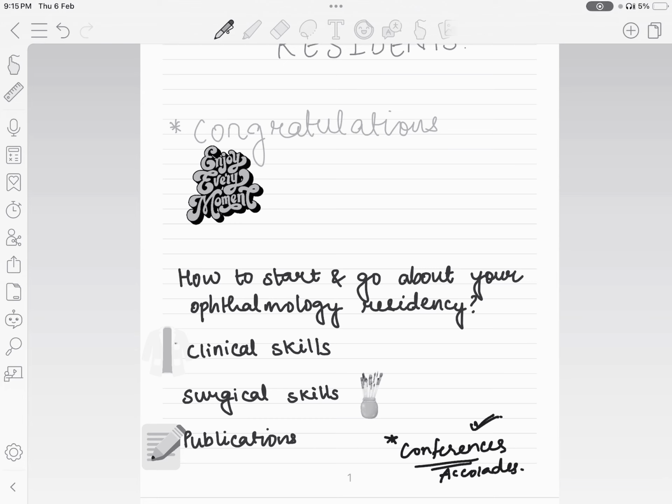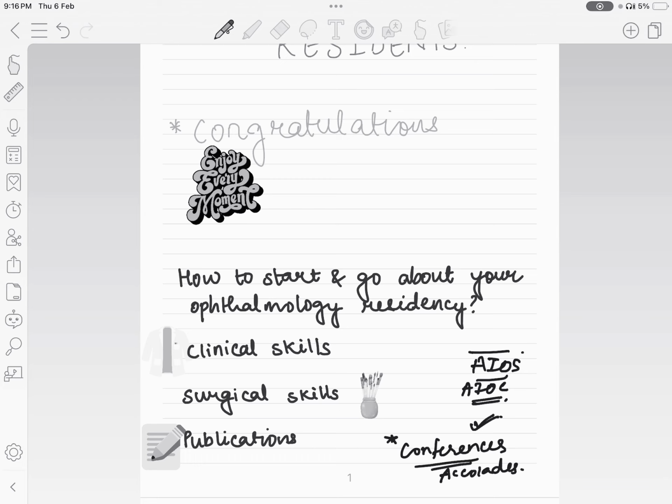So I think conferences are also a good thing to attend, and you should try and participate in all the conferences that you attend. Just don't go and attend conferences for the sake of it. Make sure you have something to present, some poster, some paper, or just participate in any event at the conference. AIOS has a lot of events, the All India Ophthalmological Society conferences that happen midterm and yearly.